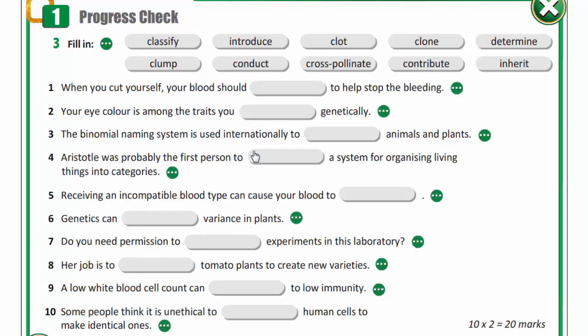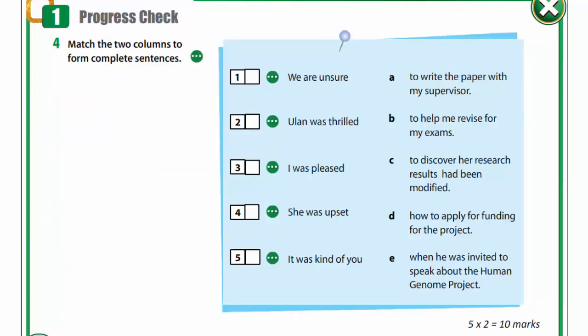Open your books at page 20. Exercise 3. You are to fill in the words which were in your vocabularies during this module. Look at the first sentence. When you cut yourself, your blood should clot to help stop the bleeding. Finish this exercise. In exercise 4, you are to match the two columns to form the complete sentence.